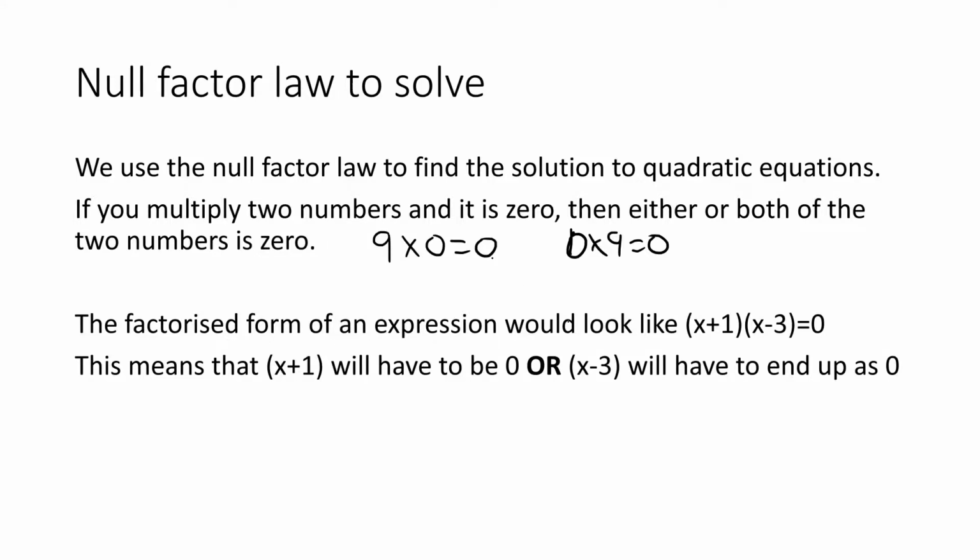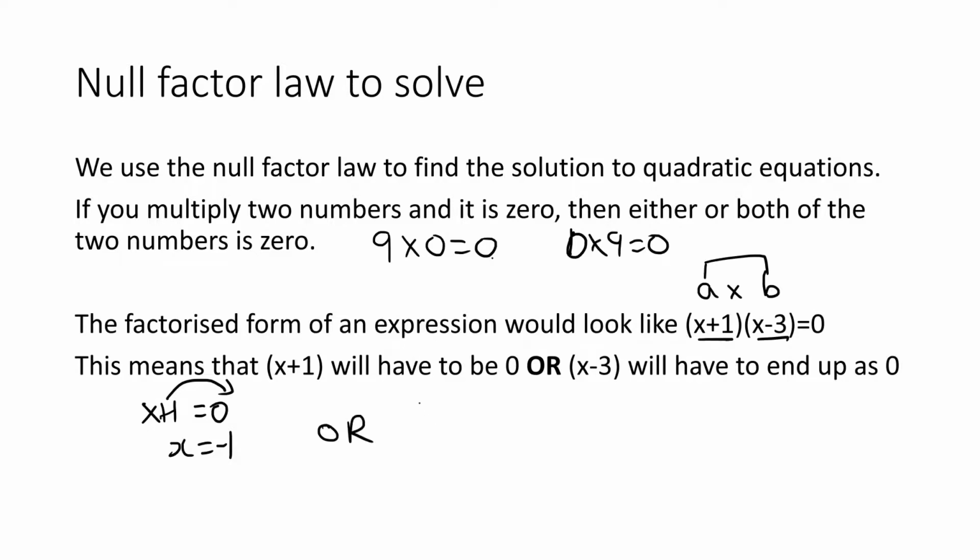Alright, the factorized form of an expression will look like this. So you have x plus a number, x minus a number, and then it's equal to 0. What null factor law means is, this is a times b. One of them will have to be 0, but we don't know which one. So if your x plus 1 is going to be 0, or your first part, what value does x have to be to make it 0? So there's a plus 1 here, move it to the other side, you make it a -1. So x is equal to -1. What we do is move this one over.